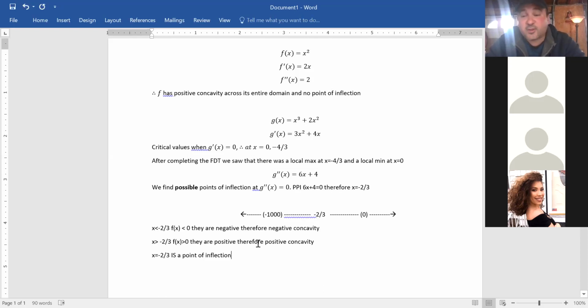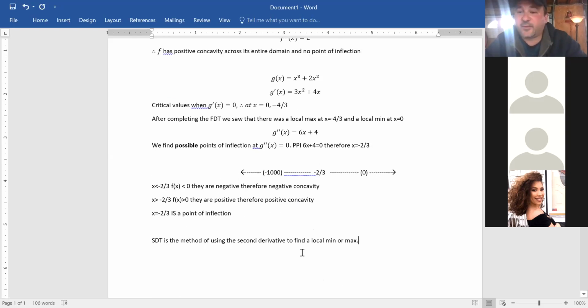All right, so now the big question is, what is the actual second derivative test? The first derivative test and the second derivative test are designed to find local maxes and mins. The second derivative test is the method of using the second derivative to find a local min or max. You may say to yourself, why would you do that? If you had to take the first derivative, why didn't you stop there?